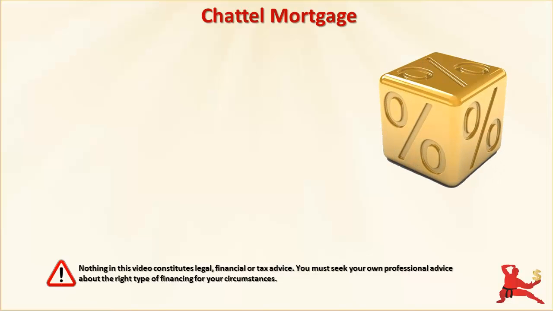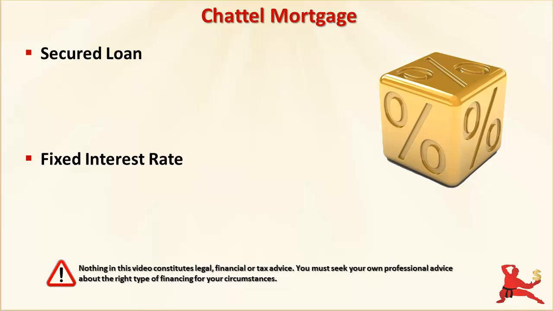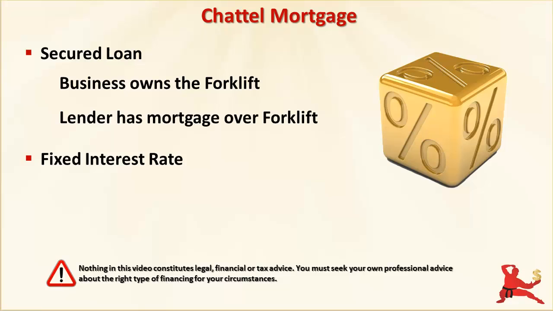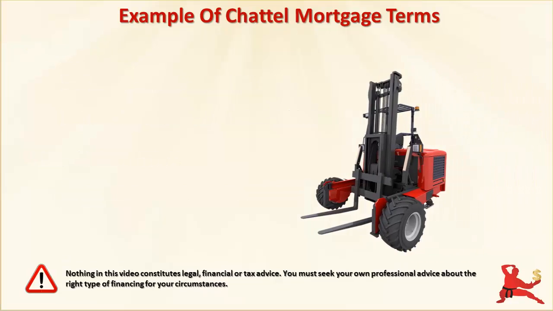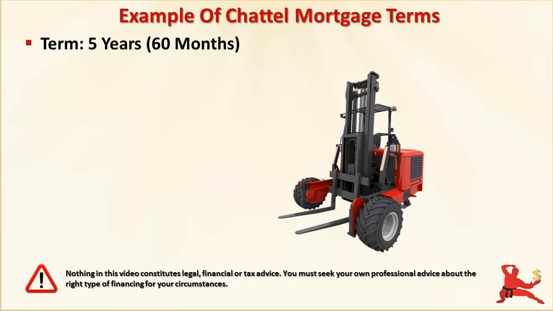To keep things simple, let's say we finance our $15,000 forklift with a chattel mortgage. A chattel mortgage financing facility is simply a secured loan with a fixed interest rate. The business owns the forklift from the start, and the lender takes a mortgage over the forklift. Repayments are a fixed monthly amount, so that gives us certainty about our payment obligations. Our forklift has a useful life of 11 years, but equipment finance facilities are usually for between 1 to 5 years. Let's say our bank is happy for us to have a 5-year chattel mortgage facility.